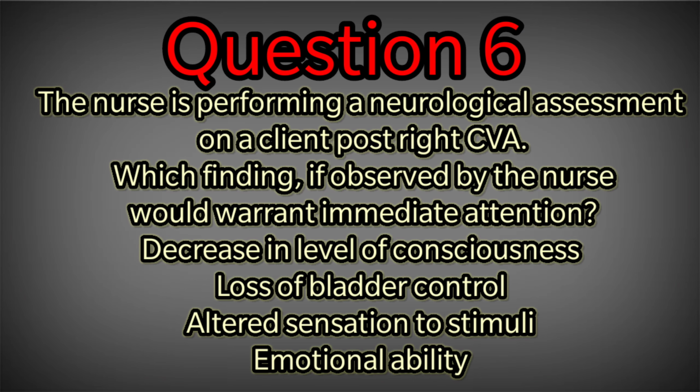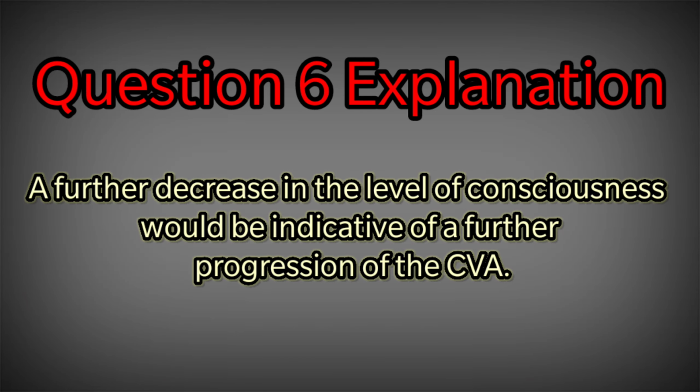Question number 6. The nurse is performing a neurological assessment on a client post-right CVA. Which finding, if observed by the nurse, would warrant immediate attention? Option A, decrease in level of consciousness. Option B, loss of bladder control. Option C, altered sensation to stimuli. Option D, emotional lability. Explanation. A further decrease in the level of consciousness would be indicative of further progression of the CVA.